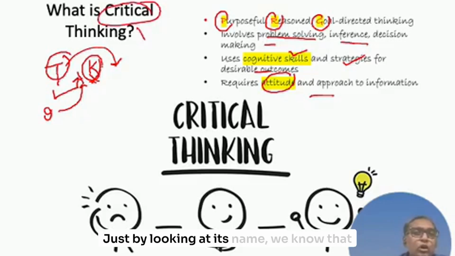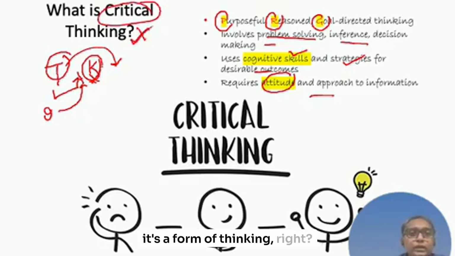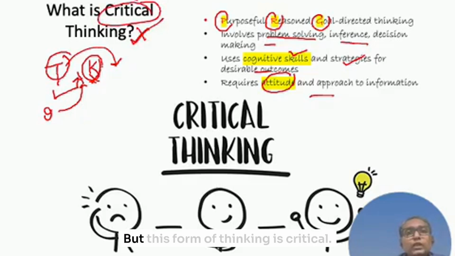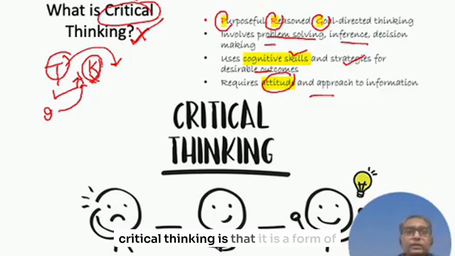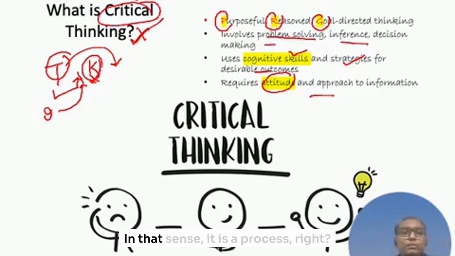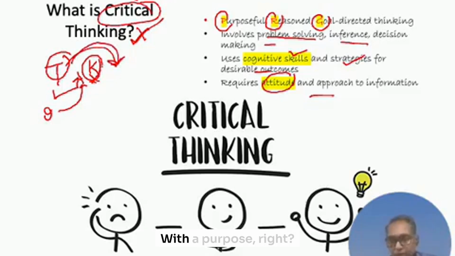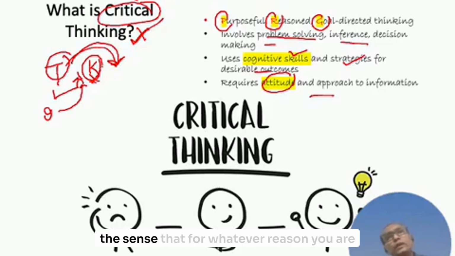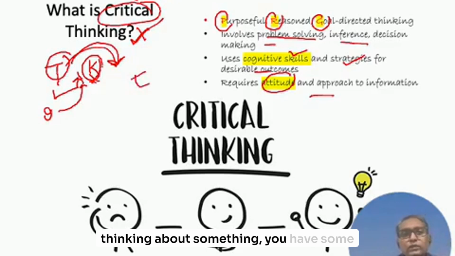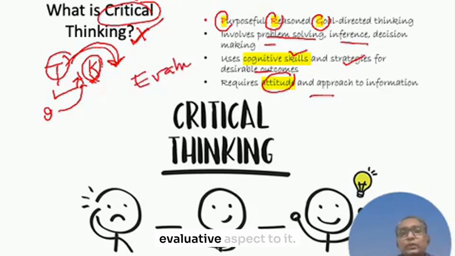Just by looking at its name, we know that it's a form of thinking, right? It is a form of thinking, but this form of thinking is critical. So the question is, what is critical about critical thinking then? One way to look at the critical aspect of critical thinking is that it is a form of thinking. In that sense, it is a process, right? With a purpose, right? And this process of thinking is critical in the sense that for whatever reason you are thinking about something, you have some evaluative aspect to it.